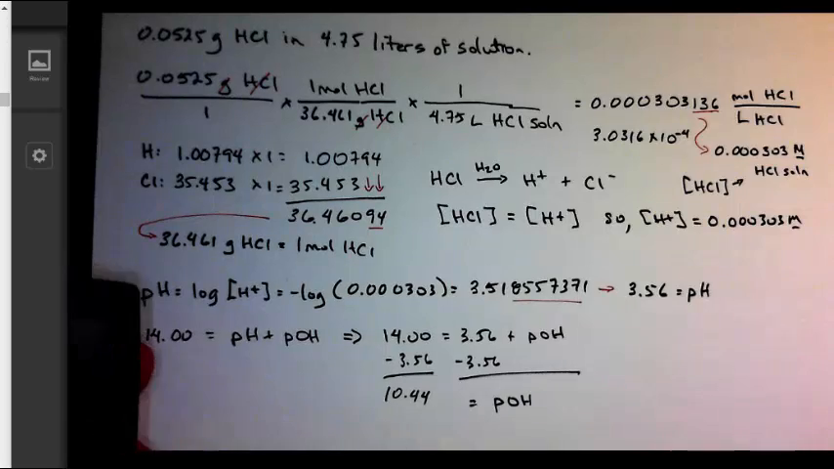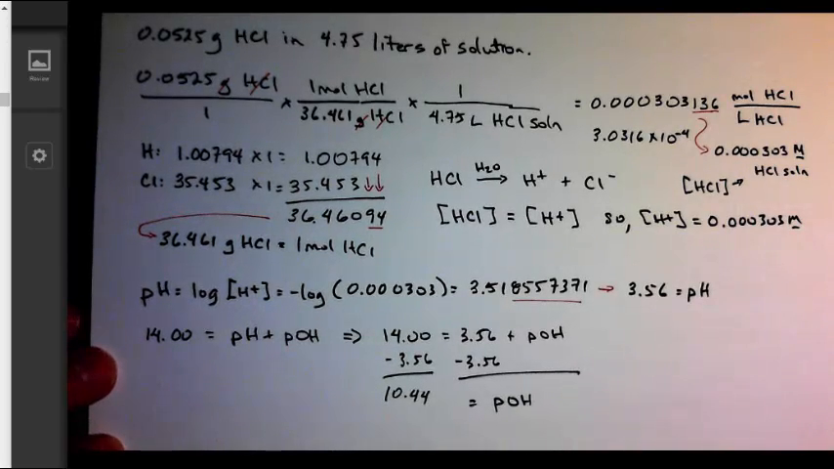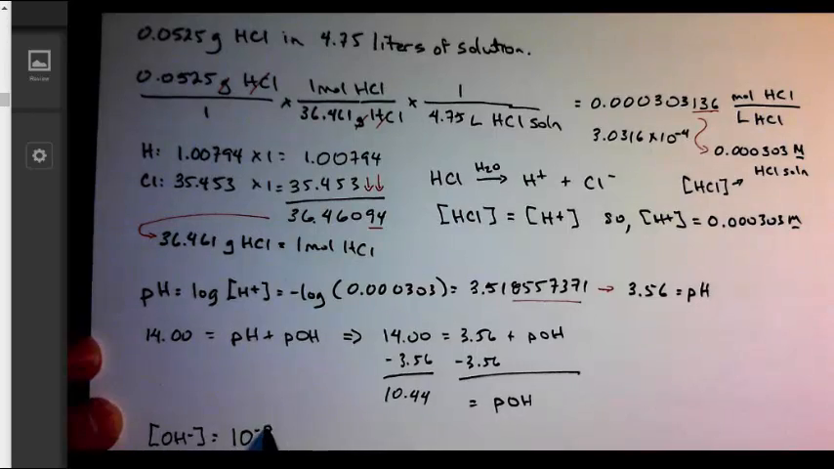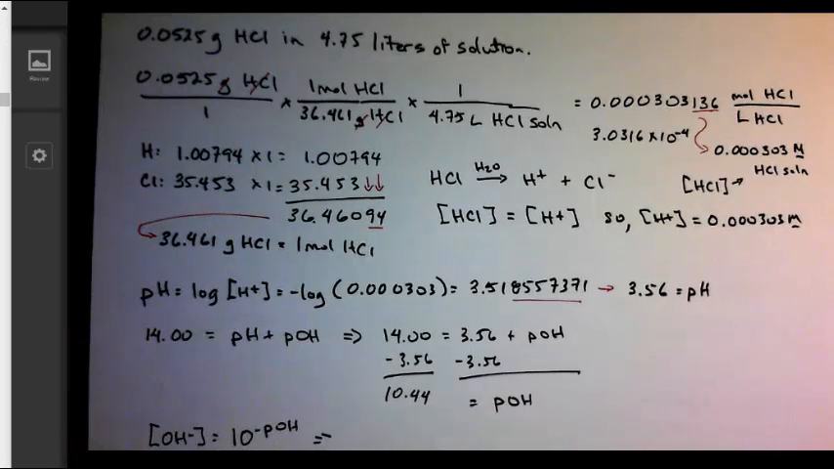So that's the pOH. If I know the pOH, I can find the molar concentration of hydroxide ions, because the molar concentration of hydroxide ions is 10 to the negative pOH. Well, I don't need a, I just need an equal sign here. I'm going to plug it in. So we're looking for 10 to the negative 10.44.